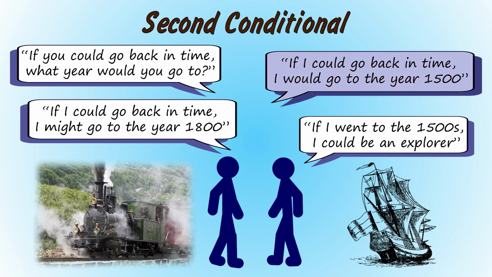In the first example, we have a standard second conditional with would. He's sure that in this situation, he'd go to the year 1500. In the second example, we have the modal verb might, which expresses possibility. He's not sure what year he would go to, so he uses might. And in the third example, we have could, which expresses the possibility or ability to have become an explorer. To make the sentence, we simply replace would with a modal verb.